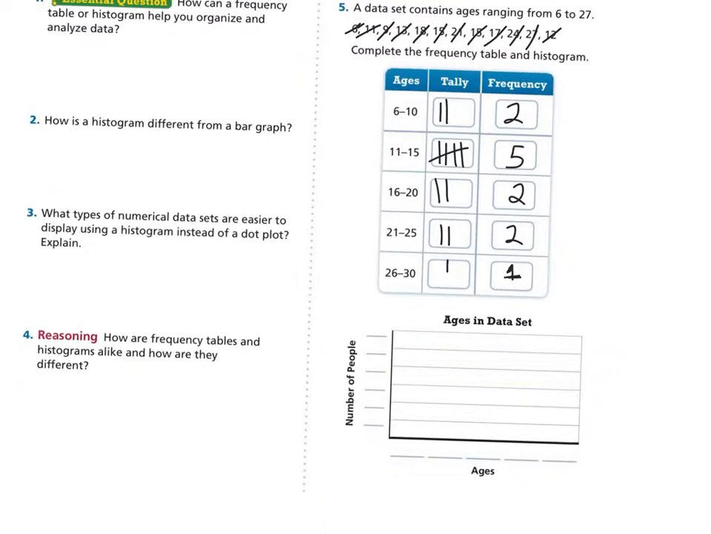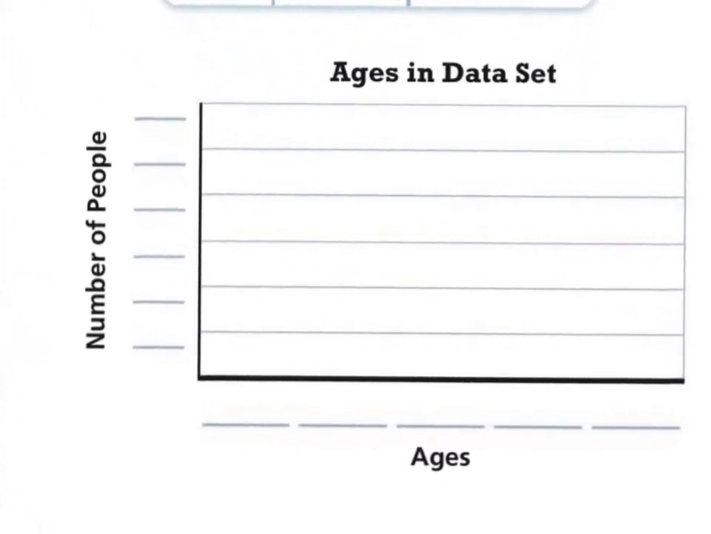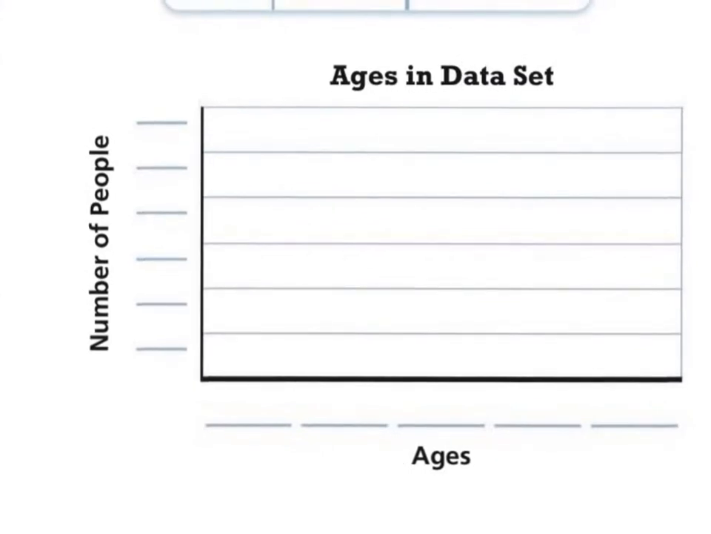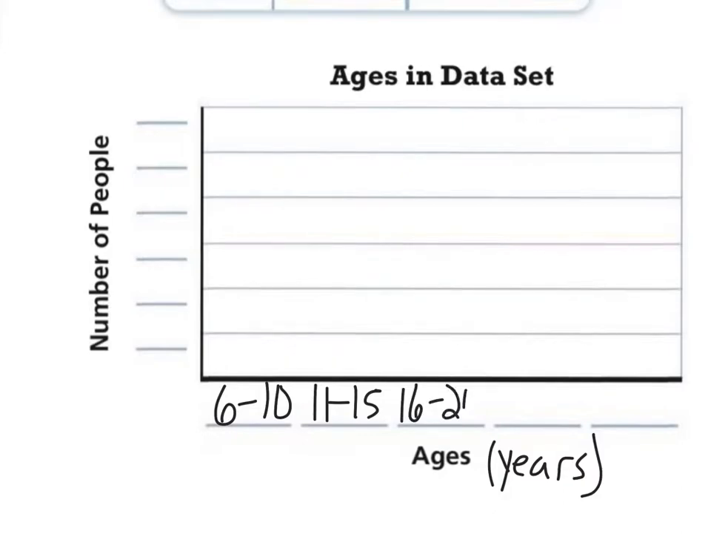For their histogram, they've got this set up very nicely for us. Notice they have a title, ages in the data set. We have the ages underneath here. Maybe we should say ages in years. Might be obvious, but we've got 6 to 10, 11 to 15, 16 to 20, 21 to 25, 26 to 30.